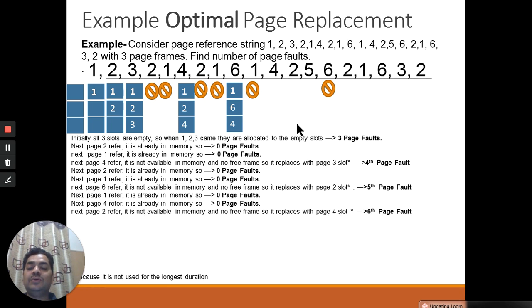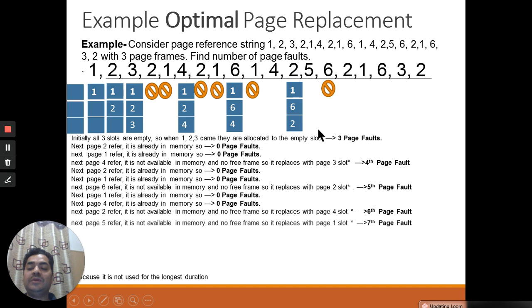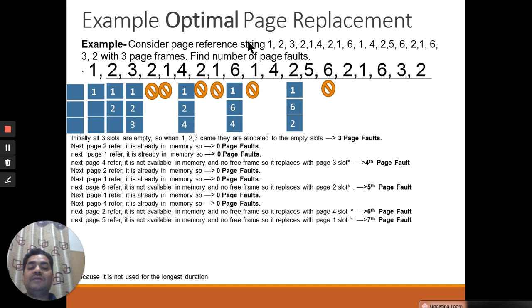2 is not in the memory, there are no free frames, so it replaces 4, because 1 and 6 are used earlier and 4 is not used in the future. 5, it is not in the memory, no free frames, so look at 1, 6, 2. 6 is used, 2 is used, 1 is used later, so 5 is replaced with the 1.